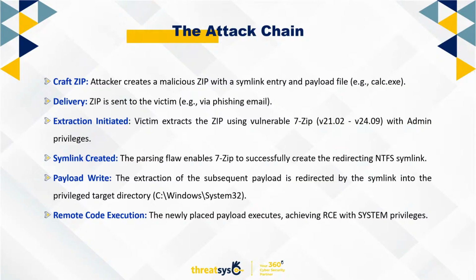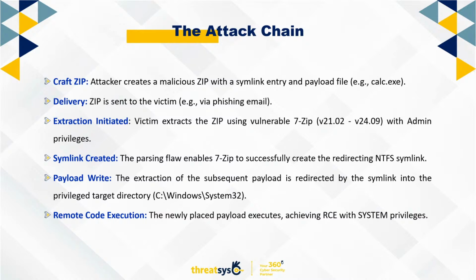So the attack chain. How can we exploit this vulnerability? This is the attack chain: how an attacker initiates the attack until they get remote code execution. Let's walk through the 6 steps an attacker takes to exploit this flaw.